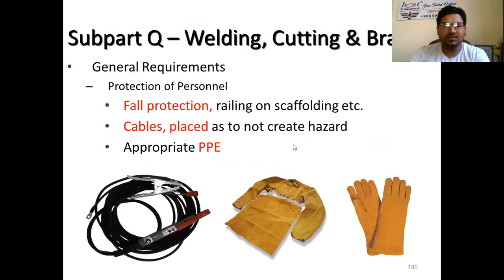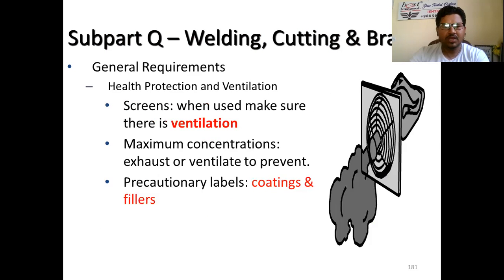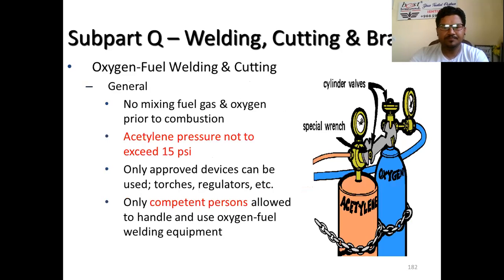And for fall protection, you must have a railing on scaffolding. If you have some cables, please make sure not to create a hazard. Appropriate PPE is mandatory. Make sure you have good ventilation, and coating and the fillers. And most importantly, if you have compressed gas cylinders, they are properly tied up, settling on oxygen, settling pressure not to exceed 15 psi. Make sure only competent persons are allowed to use or handle these oxygen fuel welding equipment.